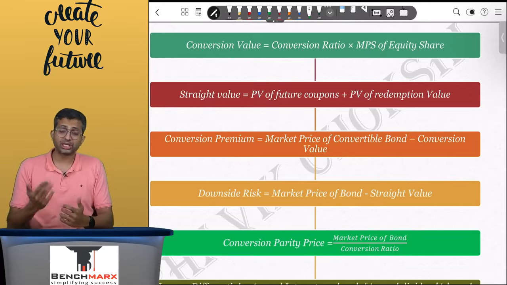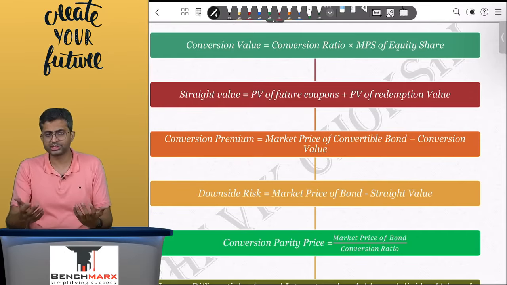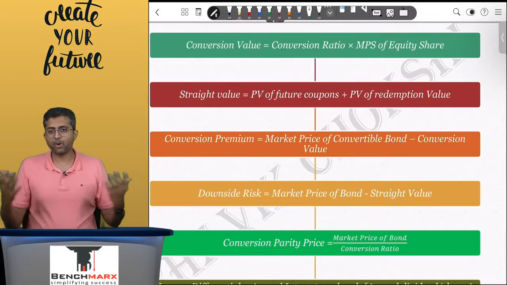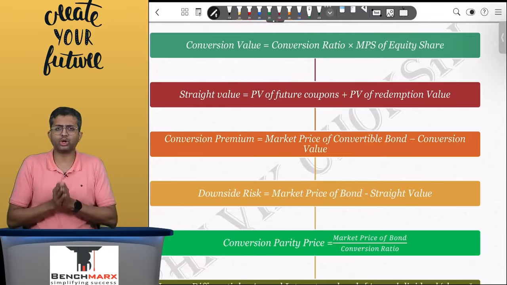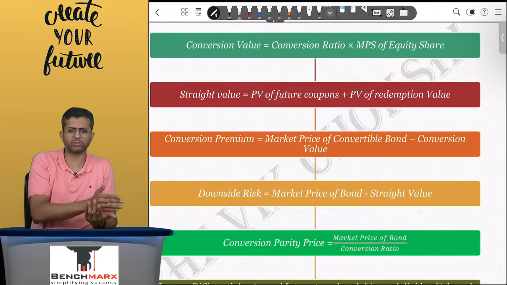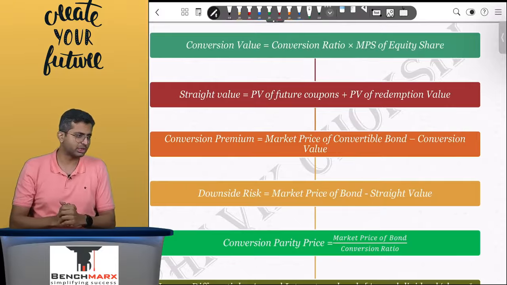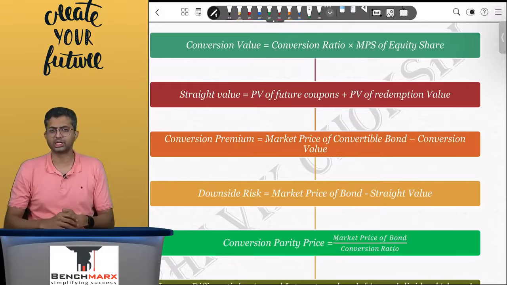Then there can be downside risk, that is, if the equity share becomes worthless, the bond still continues as it is. So the downside risk is calculated as the market price of the bond minus the straight value. Even if the equity share becomes worthless, the bond will come down to the straight value. So that is the downside risk.